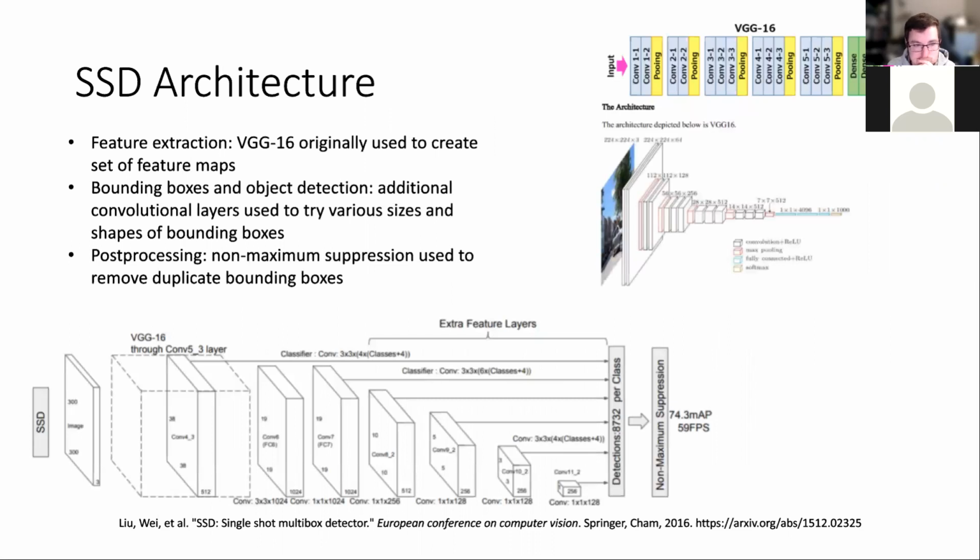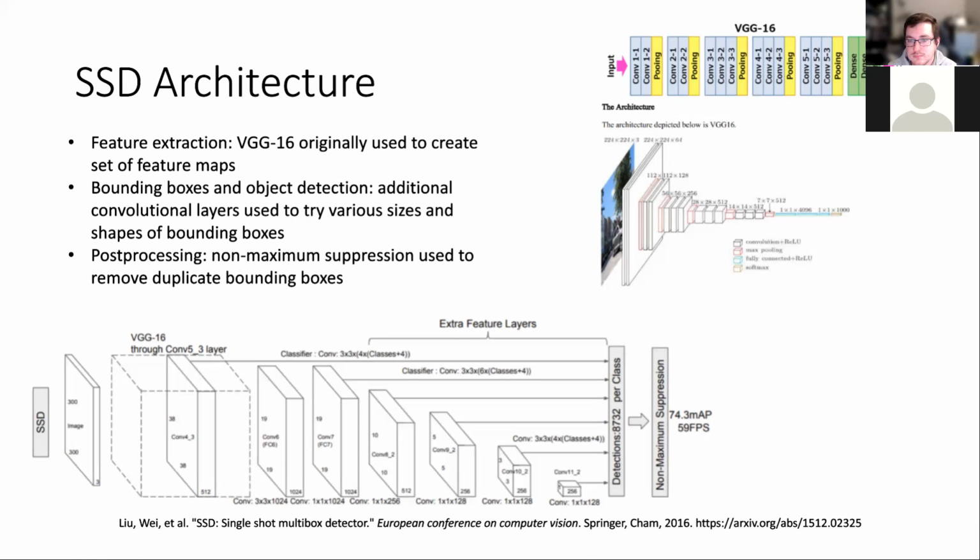So the first model, the SSD model, was built in 2016 and introduced in a paper by Wei Liu. And the way this model works is it's actually built on top of another model, the VGG16 model, which you can see on the top right. So it uses that model up until the convolutional layer 5-3, and then builds everything else onto the rest of it. So that portion is used for feature extraction, which is used to create a set of feature maps for the rest of the model.